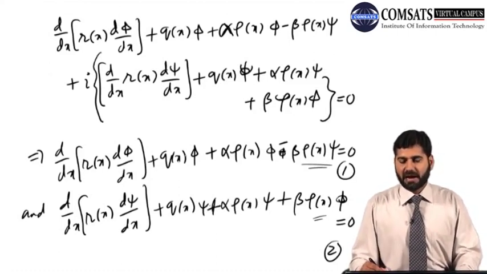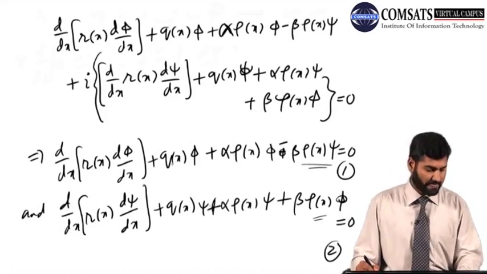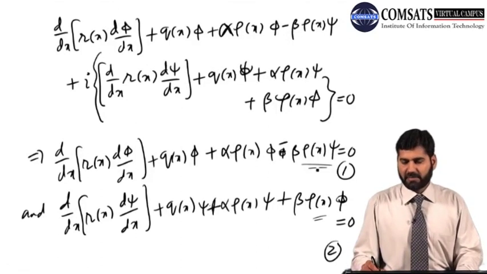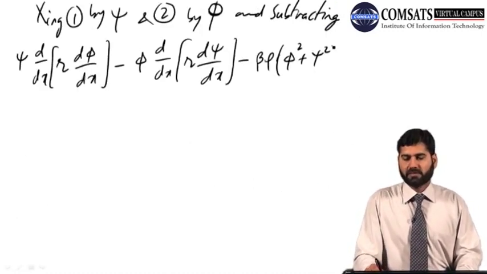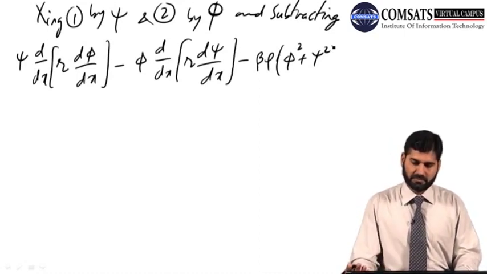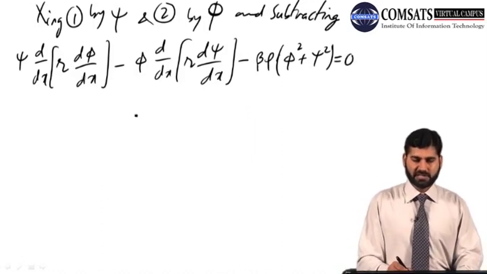Here I will get minus and minus, this will not be cancelled. So it's beta rho phi psi plus beta rho phi psi, which will give you minus 2 beta rho phi psi. Of course, here multiplied by psi, so it is psi square, and it is phi square. So minus beta rho(x) times phi square plus psi square, this will be common, is equal to 0. Alright, so this is what you got.